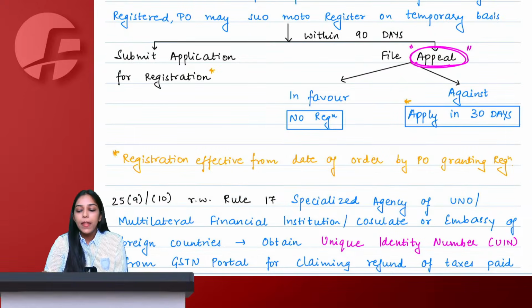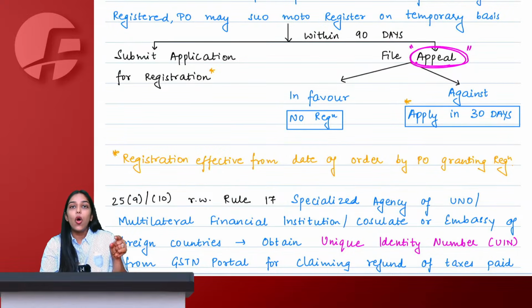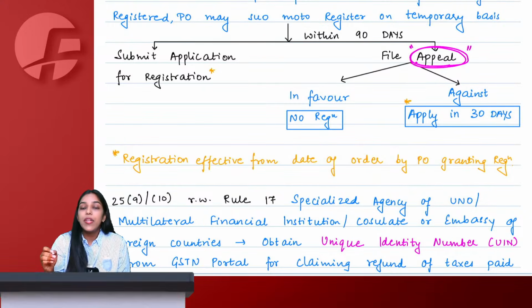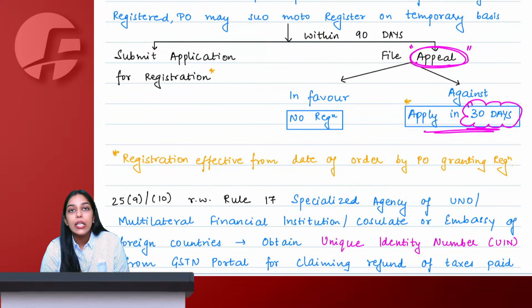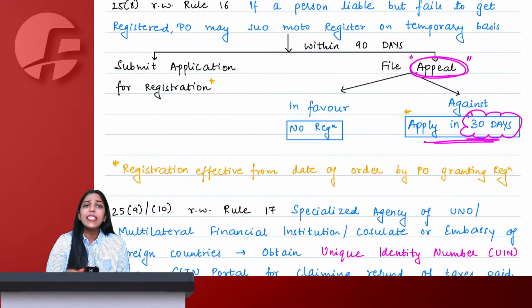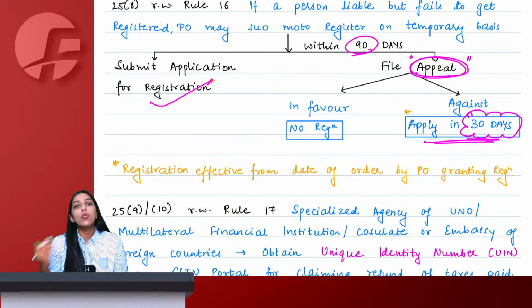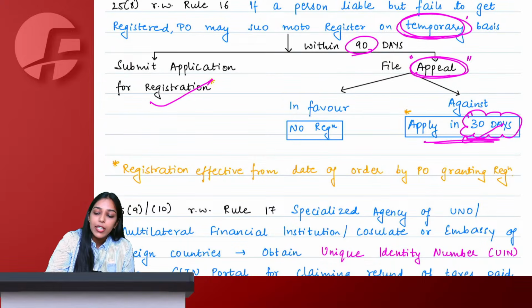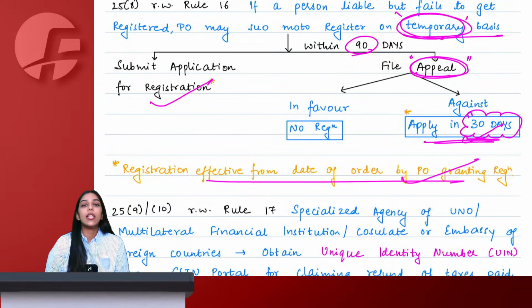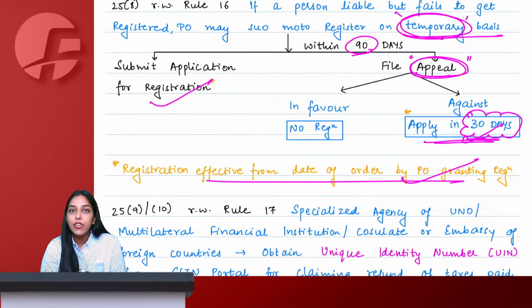Either you win the appeal, then of course this temporary registration will be cancelled, no problem, you are never registered. But if you lose the appeal, which means the appeal order is against you, then the day on which you receive the appeal order, within 30 days from there, you will have to apply for registration. And in any case, either you apply originally within 90 days, or after losing the appeal you apply, in both cases the original date from which the officer made you temporarily registered will become your effective date of registration.